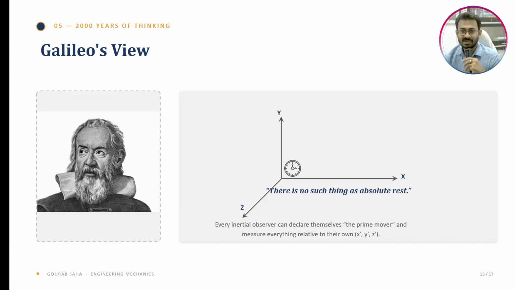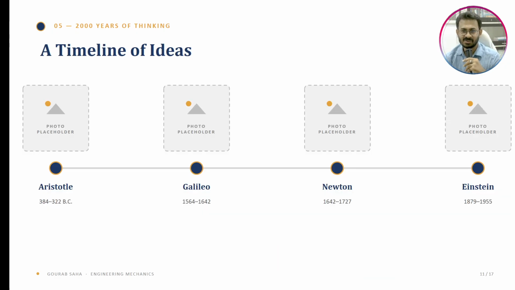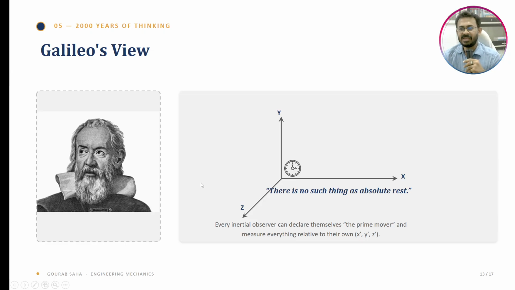What Galileo said. Galileo came almost 2000 years later. Check the timeline here, Aristotle and Galileo. Almost 2000 years later, Galileo came, and then he said that there is no such thing as an absolute rest. That means you cannot say that there is a point which is always at rest. There is always some point moving with respect to something. So there is no such thing as a point at absolute rest.